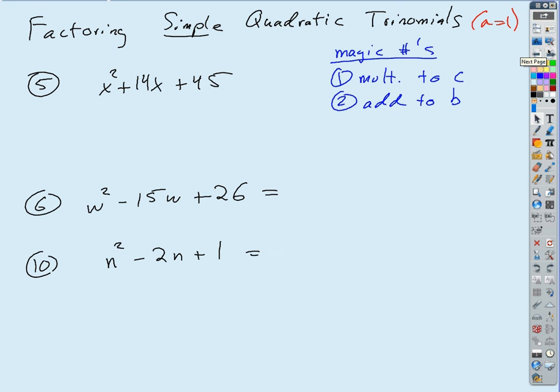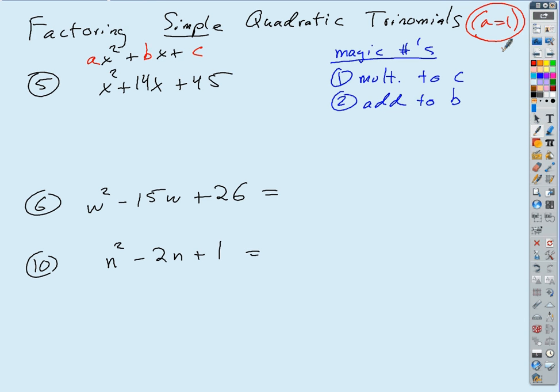So next issue then. We got a little practice with undistributing, finding greatest common factors. Okay, the next issue is factoring trinomials. Factoring simple quadratic trinomials. So those are trinomials that fit the form ax squared plus bx plus c, where a is equal to 1.